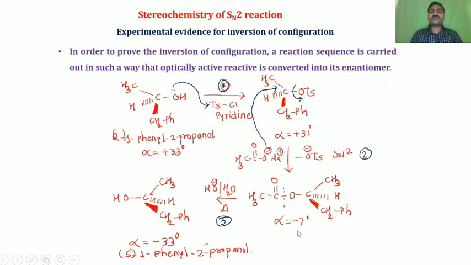So here inversion of configuration takes place, and then if this intermediate undergoes hydrolysis in the presence of water, it gives S-1-phenyl-2-propanol as a product whose configuration is exactly opposite to that of the reactant. This has minus 33 degrees optical rotation, and these two are mirror images of each other. These are enantiomers of each other, reactant and product. So this clearly indicates that in the SN2 mechanism, inversion of configuration takes place.